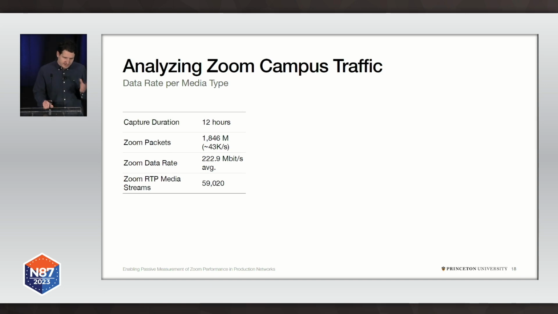So, a summary of this trace: it covers roughly 12 hours and was collected after the pandemic in May 2022. So most of the instruction on our campus at that time was already back in person. The trace contains 1.8 billion Zoom packets, roughly 43,000 per second. Average data rate is 222 megabits per second, and this trace contains roughly 59,000 unique Zoom RTP media sessions.